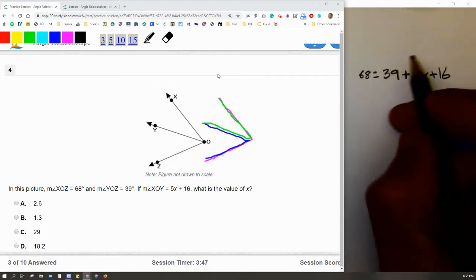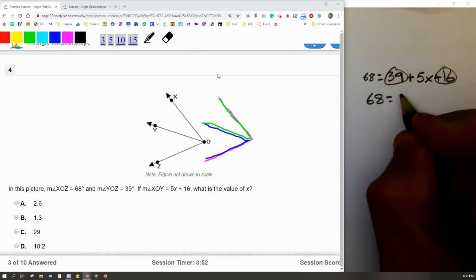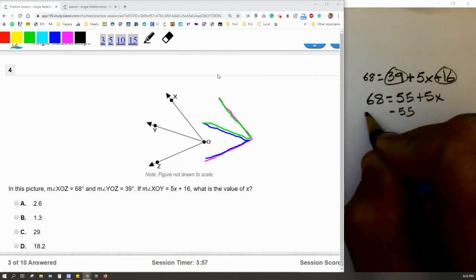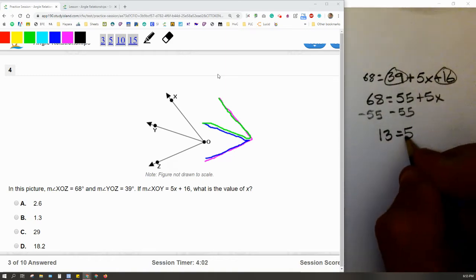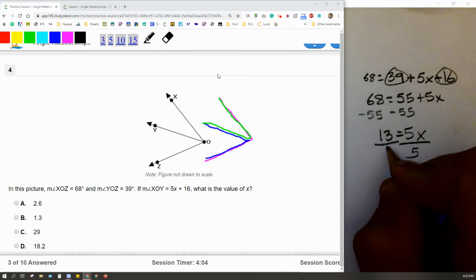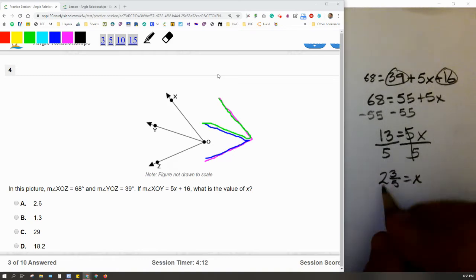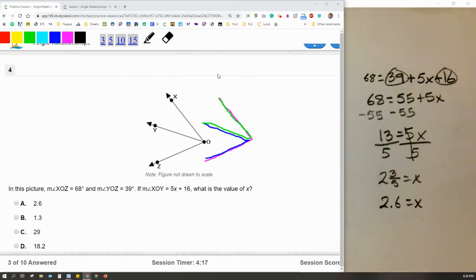So there's your equation. Combine like terms, 39 and 16, add those together, you get 68 is equal to 55 plus 5x. Subtract 55 from both sides, and you get 13 is equal to 5x. Divide both sides by 5, and you get 13 fifths, or if you wish, 2 3/5 is equal to x. As a decimal, 3/5 is 0.6, so 2.6 equals x. If you don't like doing fractions, just plug 13 divided by 5 into a calculator. You're going to get 2.6. That's it.